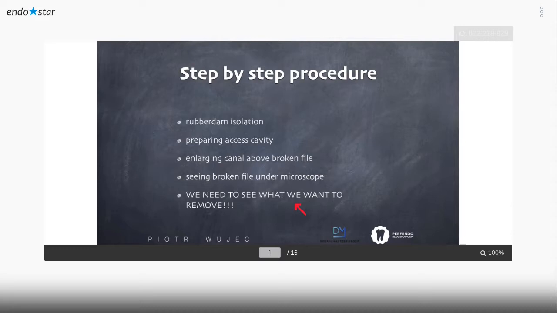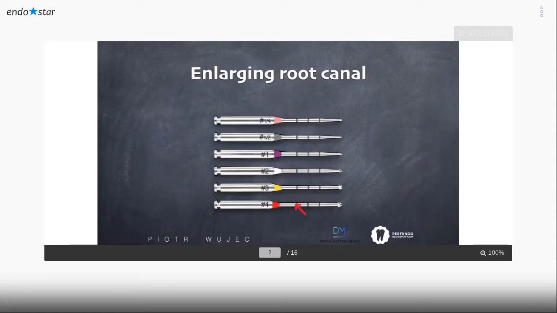We need to enlarge and straighten up the canal above the broken file. And for sure, the magnification is necessary for cases with broken files. Without magnification, it is almost impossible. How can we quickly enlarge the canal?